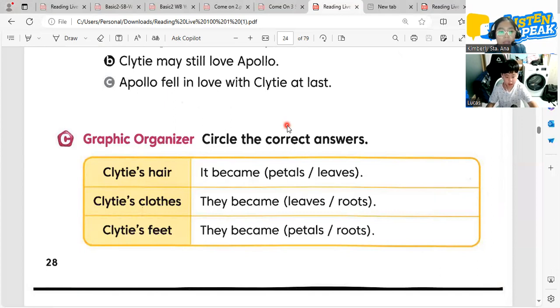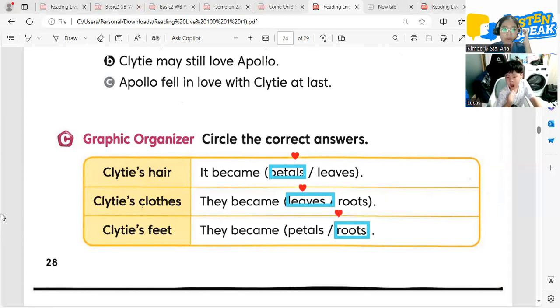And what happened to Clytie's clothes? They became leaves. Very good. Can you say, they became leaves? They became leaves. How about Clytie's feet? They became roots. Very nice. That's very nice, Lucas. These are correct. One, two, and three.